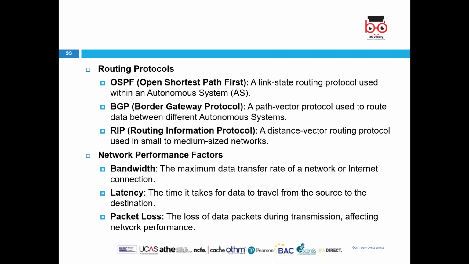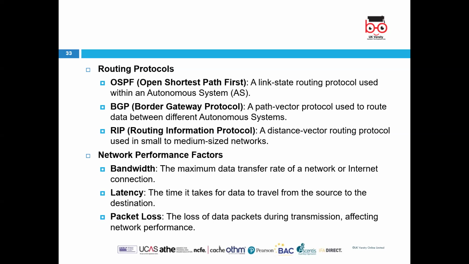Routing protocols again, we have different types of them. We have open shortest path first, border gateway protocol, and routing information protocol. Open shortest path first is a link state routing protocol used within an autonomous system. Border gateway protocol is a path vector protocol used to route data between different autonomous systems. And routing information protocol is a distance vector routing protocol used in small to medium-sized networks.